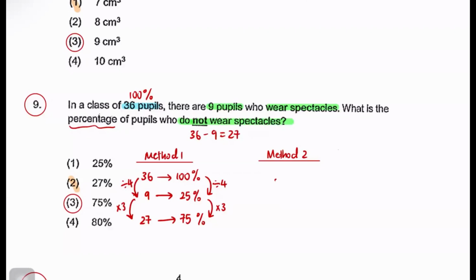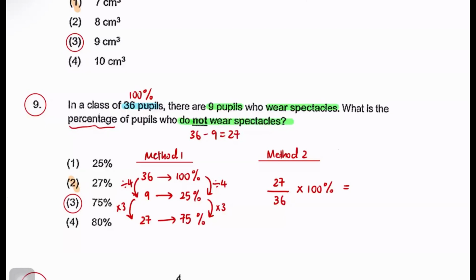Since I know 27 pupils do not wear spectacles, out of the total 36 pupils, the fraction of pupils who do not wear over everybody will be 27 over 36. To find this in percentage, I multiply by 100%. Okay? Simplify the fraction. 27 pupils who do not wear over 36 pupils in total.